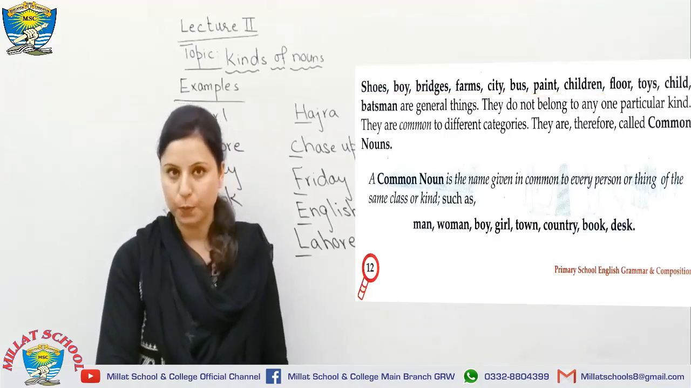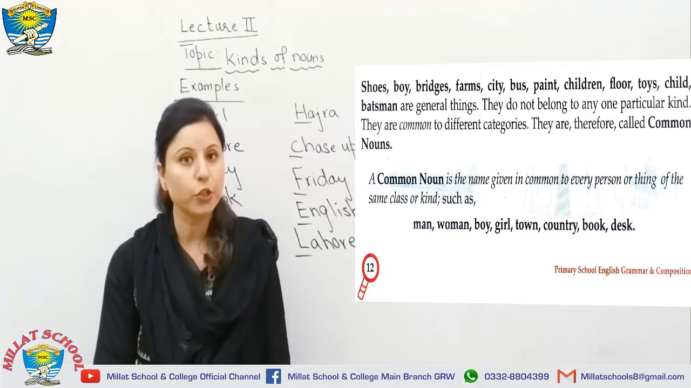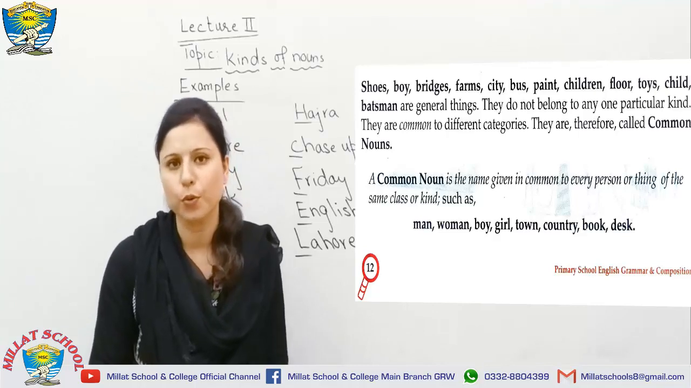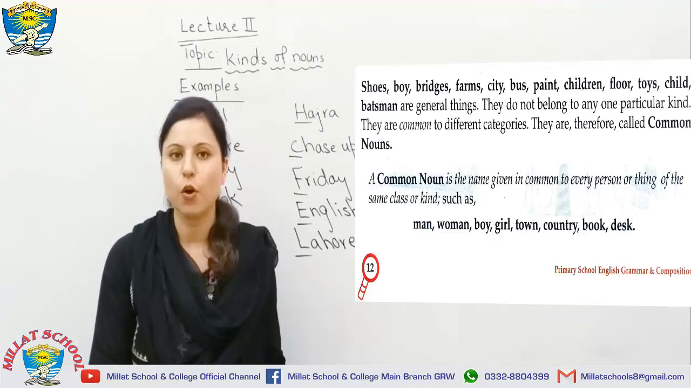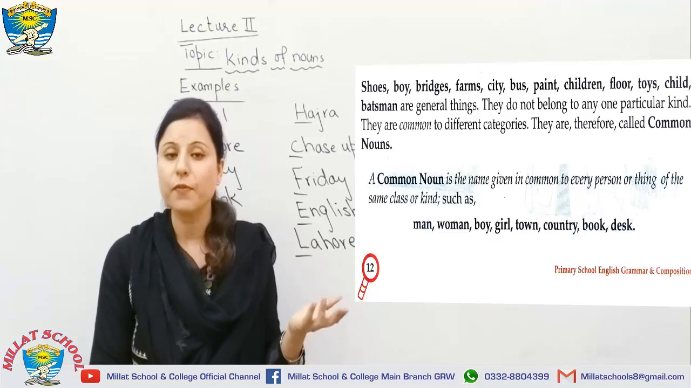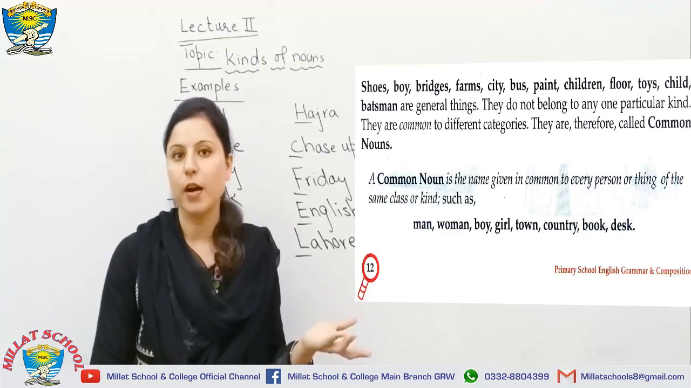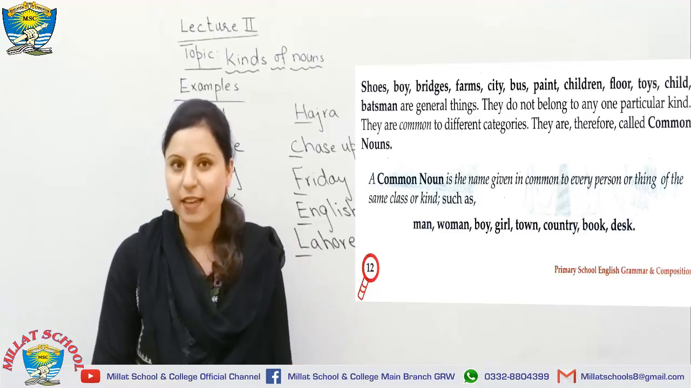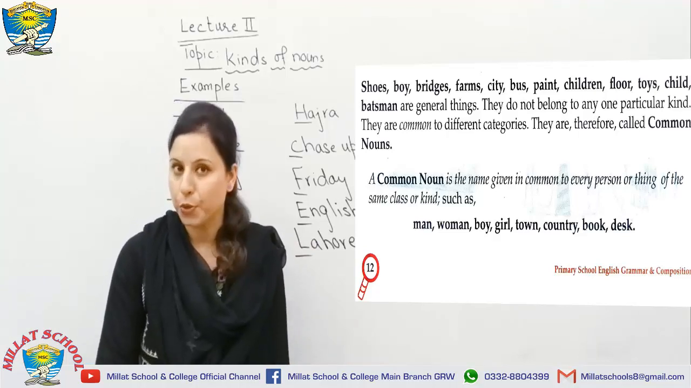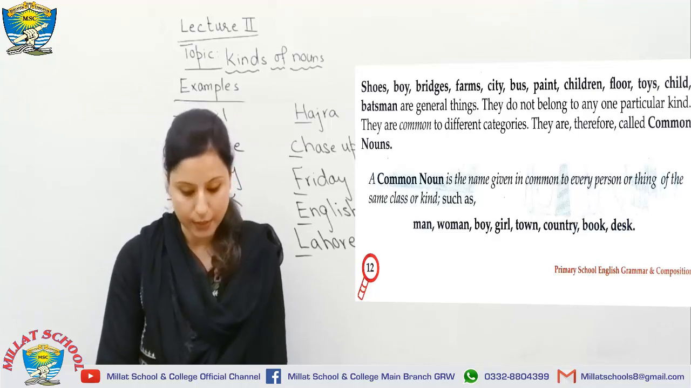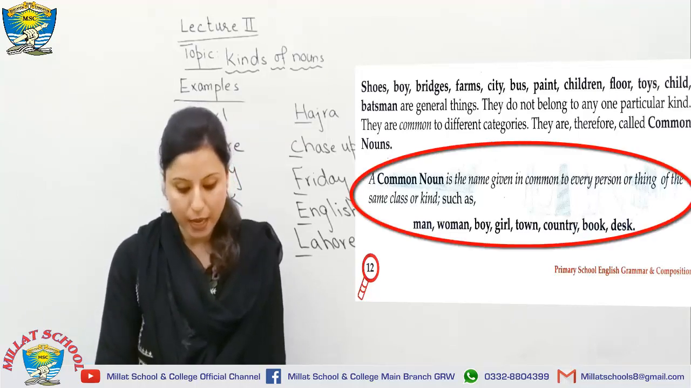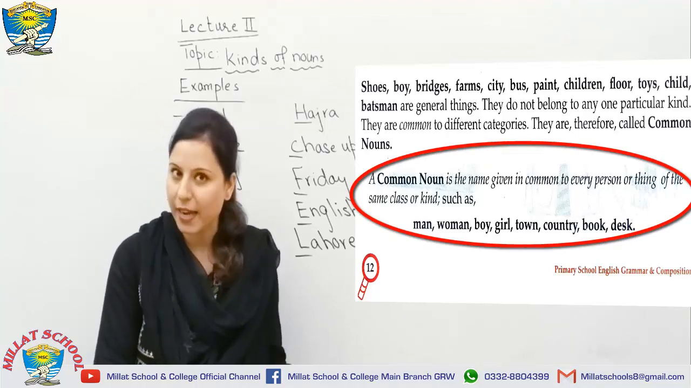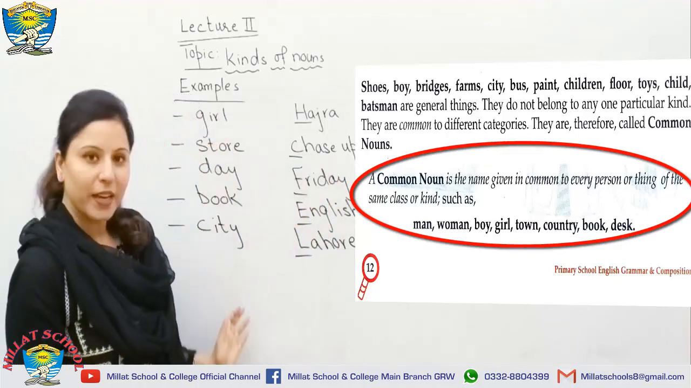At the end of this page, there is a proper definition of the common noun for you. It is very important to know the definition of any noun, because if someone asks you something about these things from Wren and Martin, it must be known to you. For example, it has been written: a common noun is the name given in common to every person or thing of the same class or kind. And we have shared so many.